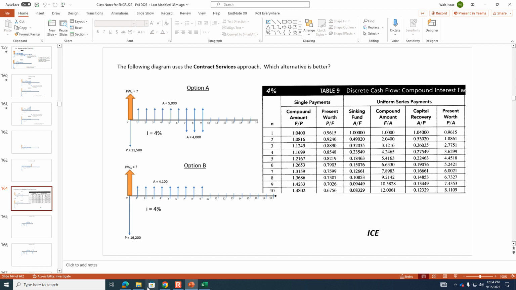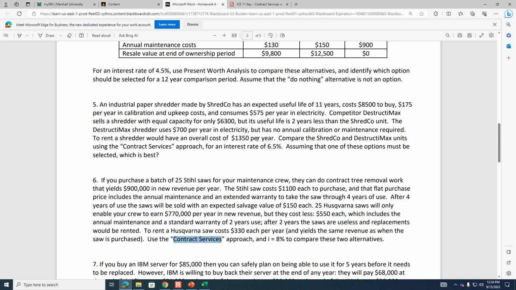Now, in the homework, you don't have to call and get quotes. It just tells you how much it would cost to lease the equipment rather than purchase it. Okay, so it's not like figuring out a ratio in comparison to A to B. No, here in the problem statement, it tells you, for example, to rent a shredder would have an overall cost of $13.50 per year. So I tell you straight out. Or in the case of some chainsaws, to rent a Husqvarna saw costs $330 each per year. So it's just defined in the problem statement.